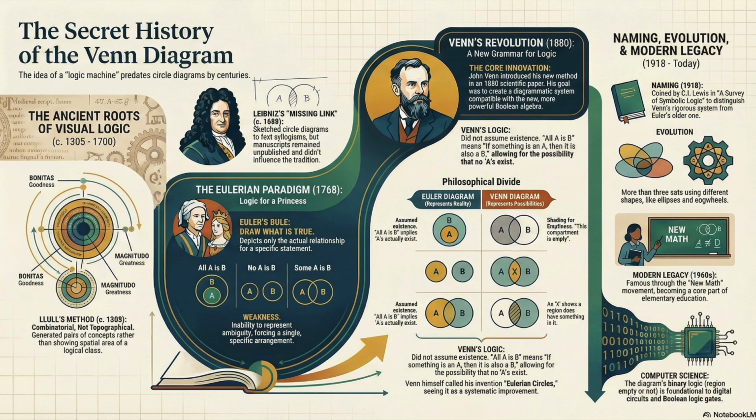Exactly. You have to draw the center region where x, y, and z all overlap. The 3 regions where only 2 overlap. The 3 regions where only 1 set exists. And, crucially, the region outside all 3, representing things that are neither x, y, nor z. By forcing the logician to start with this comprehensive canvas of all possibilities, the 2 to the n compartments, Venn completely removed the ad hoc nature of the Euler method. It became a universal algorithmic framework, a template, just ready to receive logical input.